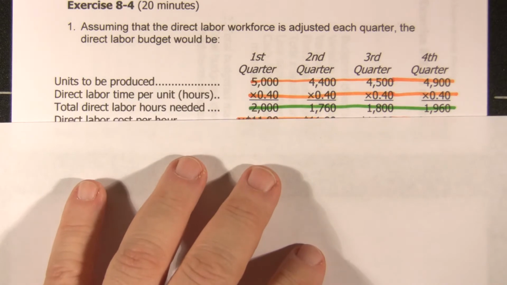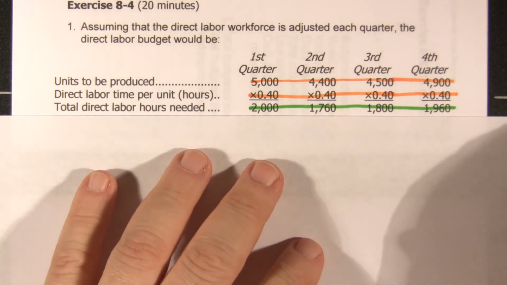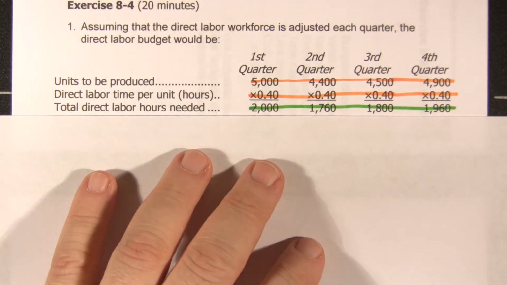The first computation, and the computations are in green, says how many labor hours are going to be needed, assuming that they can buy just what they need. Well, that's the computation, and it's just the hours times units, okay?